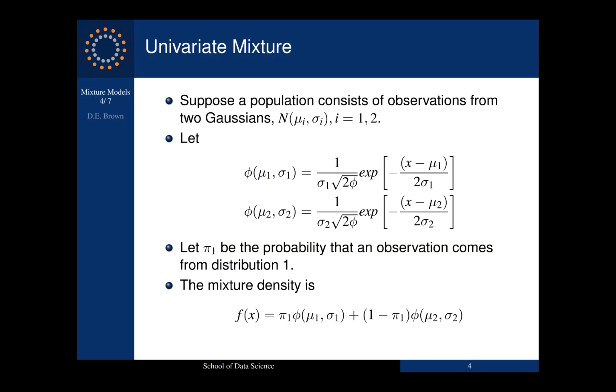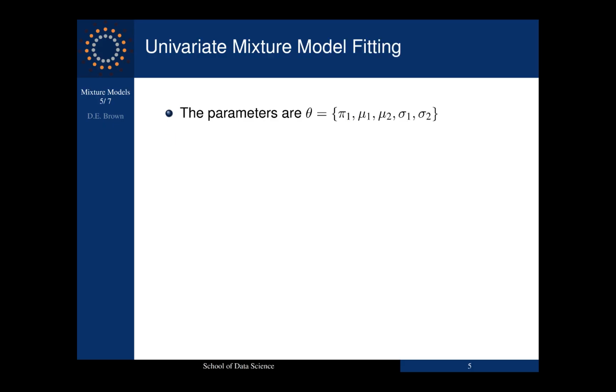So the mixture density then is just mixing these two. So pi1 times the likelihood of being in density 1, and 1 minus pi1 times the likelihood of being in density 2. And here are the parameters. Again, we have the one probability, pi1, and then we have the parameters for each of the two Gaussians, the mu's and the sigmas.